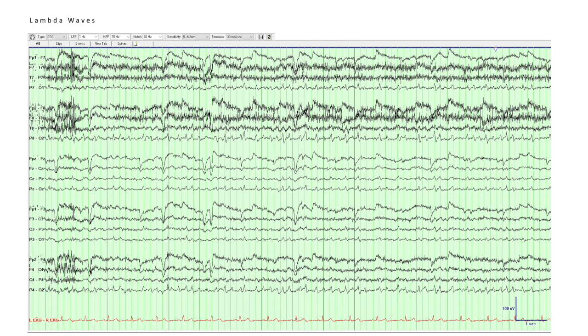Here we have an example of lambda waves. Do you see these sharply contoured posterior waves? This is what a lambda wave looks like. See also the horizontal eye movement artifact, which is associated with visual scanning.